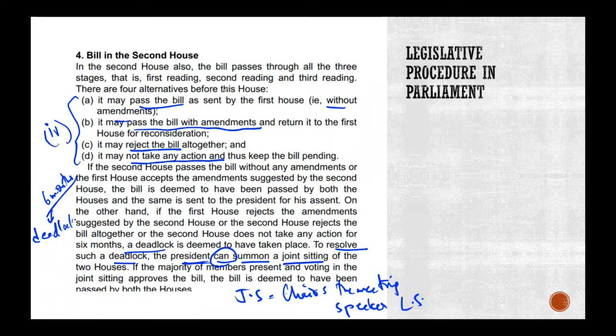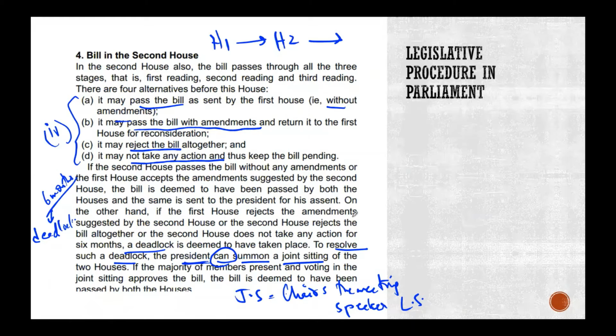And then, so far, what have we done? We have passed it in house 1, we passed it in house 2. Then what happens after that? President's assent. Now, again, how many options does the president have? 3.